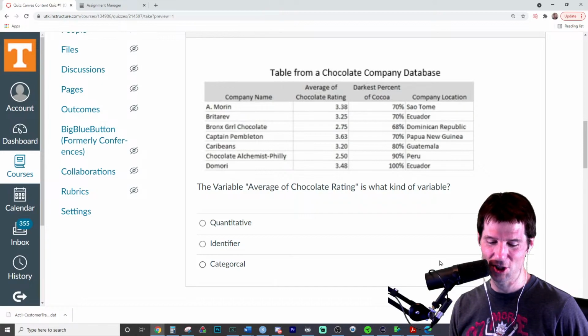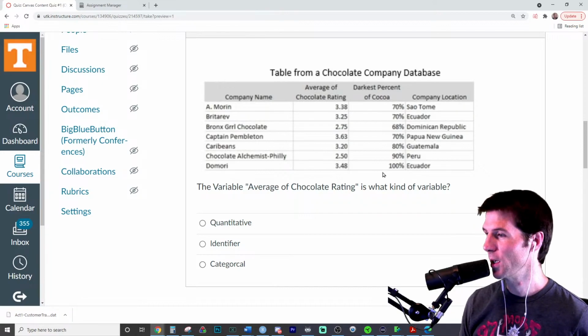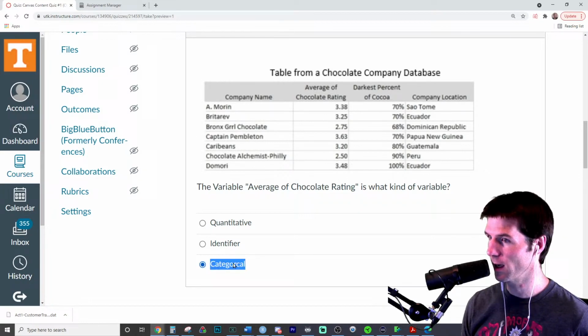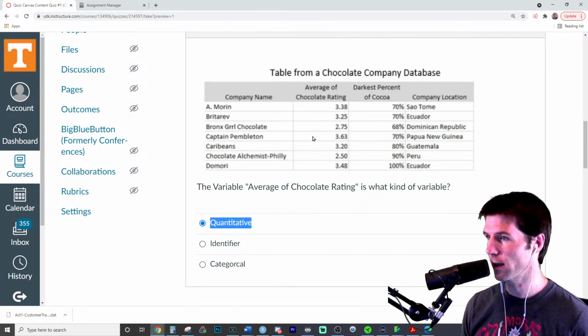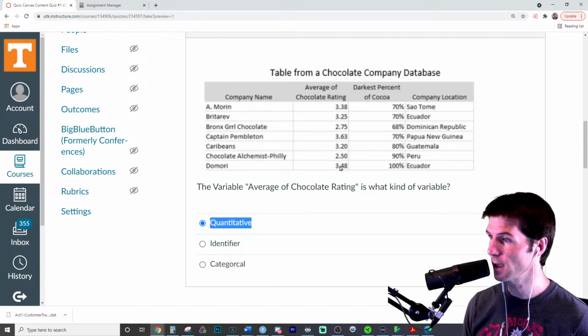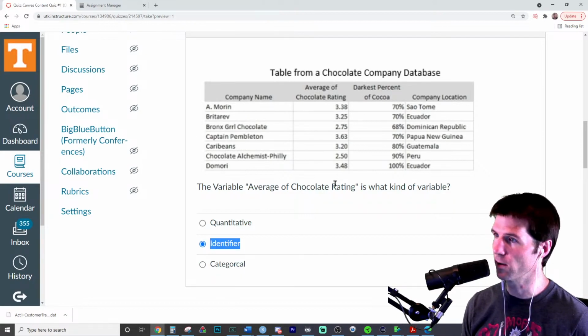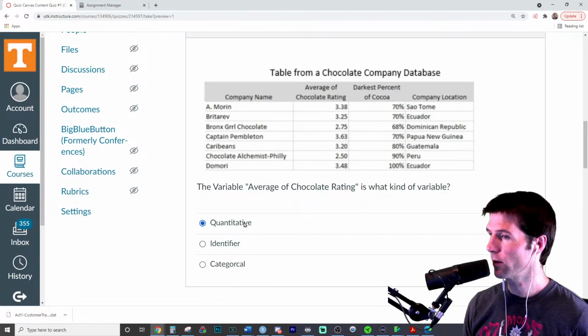The variable average chocolate rating is what kind of variable? Would you ask someone how much was the average chocolate rating? What group was the average chocolate rating? Or which one was the average chocolate rating? Does this sound like a quantitative amount, a quantity of a rating of chocolate? A category, a group? Or does it identify a certain one and it's unique for each one? Quantitative variables are actual real numbers. Categorical variables put things into groups, and this is quantitative. Identifiers are unique for each and every one.